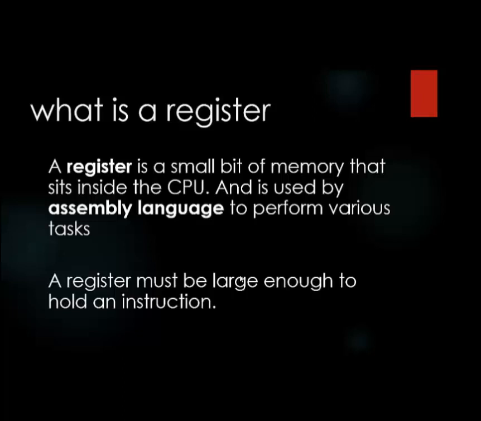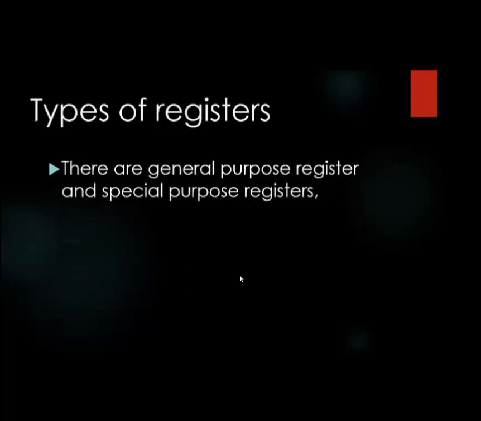Actually, what is a register? A register is a small bit of memory that sits inside the CPU and is used by assembly language to perform various tasks. You will have many registers when we are programming. A register must be large enough to hold an instruction. As an example, in a 64-bit computer, a register must be 64 bits in length. You will learn more about registers when we are doing programming.